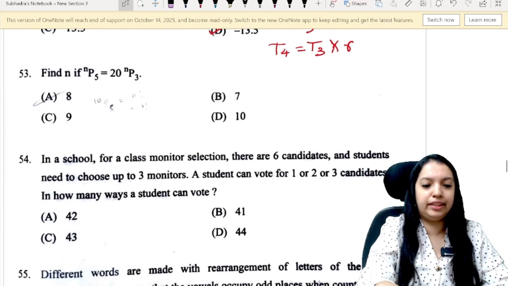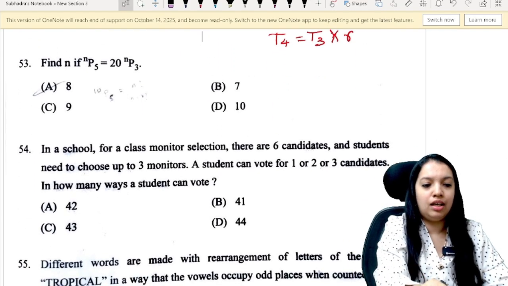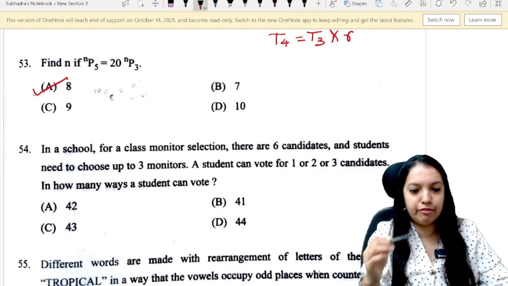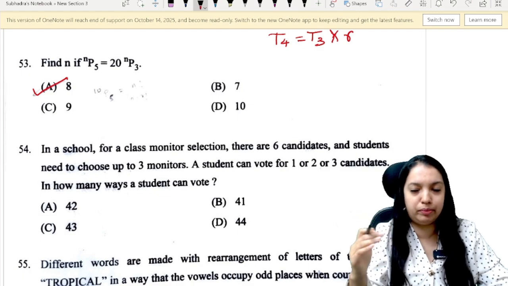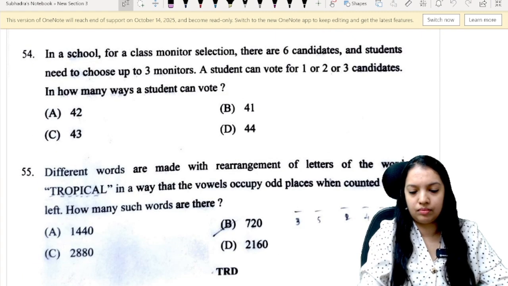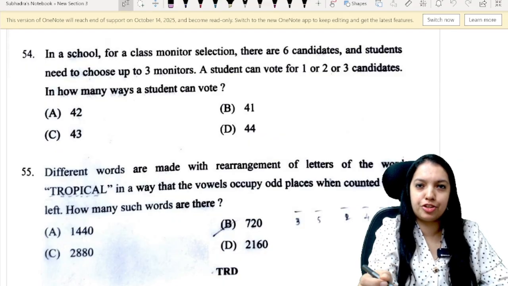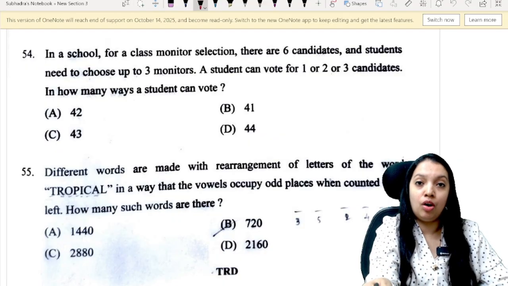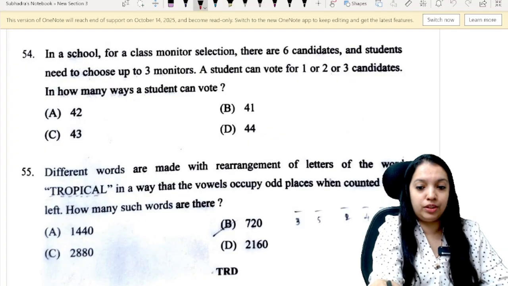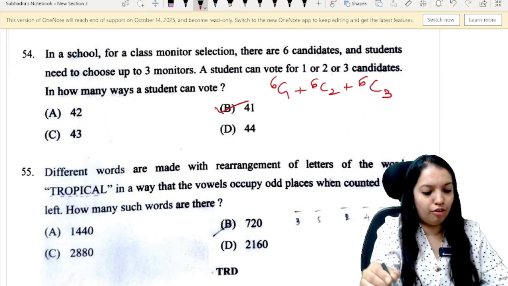Next is a simple direct question from the textbook itself. n will become 8, 8P5 is 20 times of 8P3, the value is the same. Next question is from combination. A student can vote for 1 or 2 or 3, so it will be 6C1 plus 6C2 plus 6C3. The value of this is going to be 41 ways.